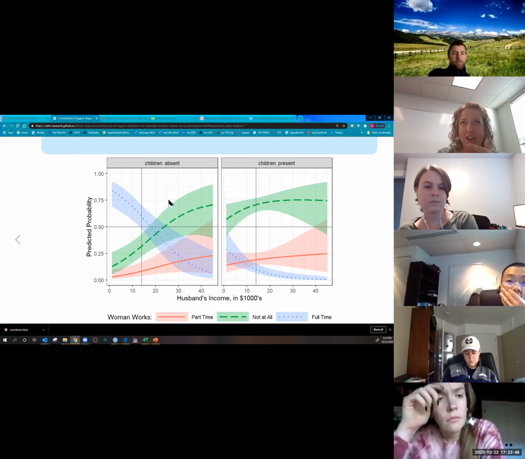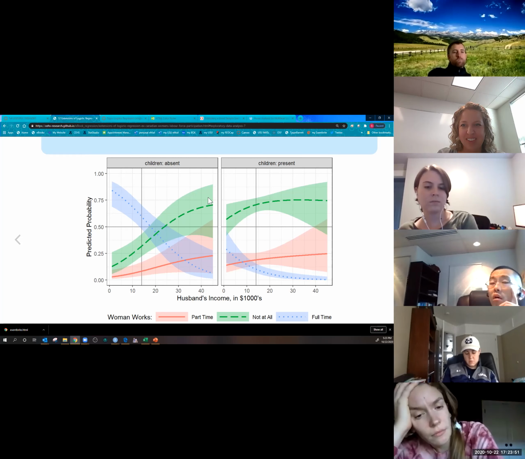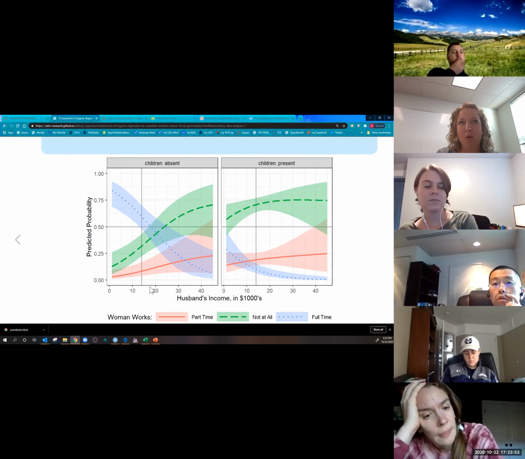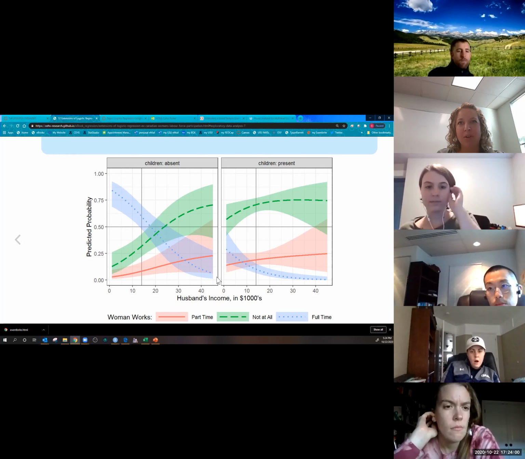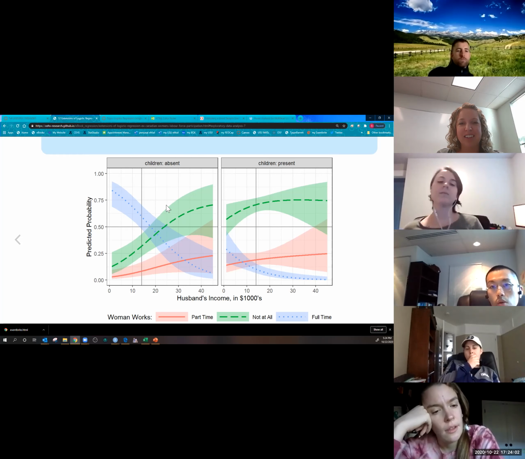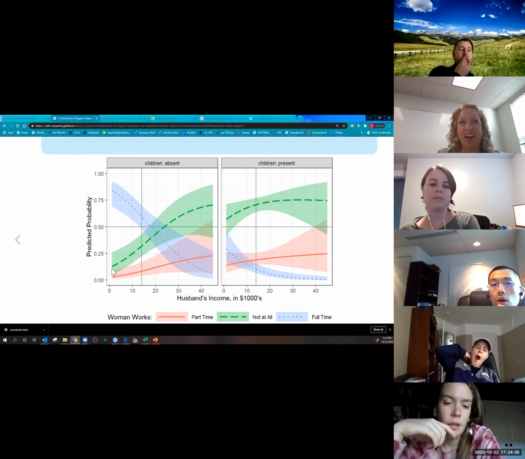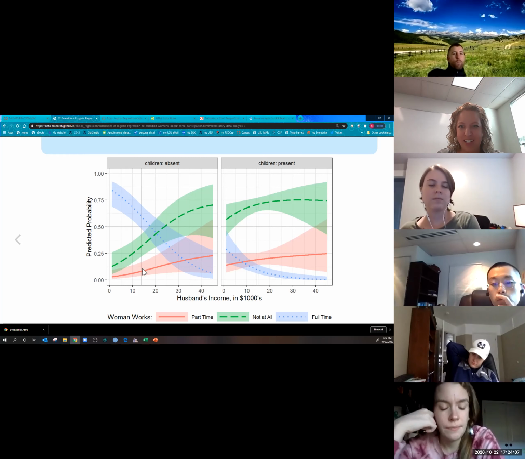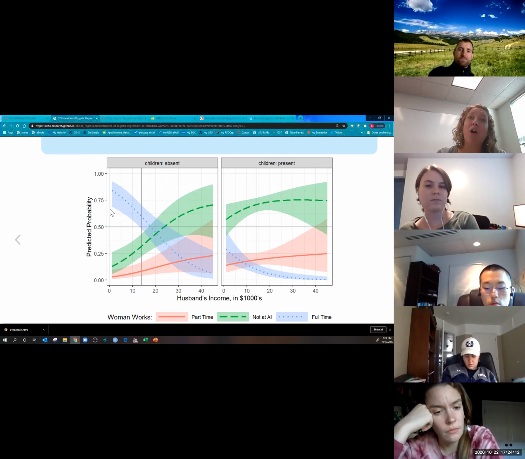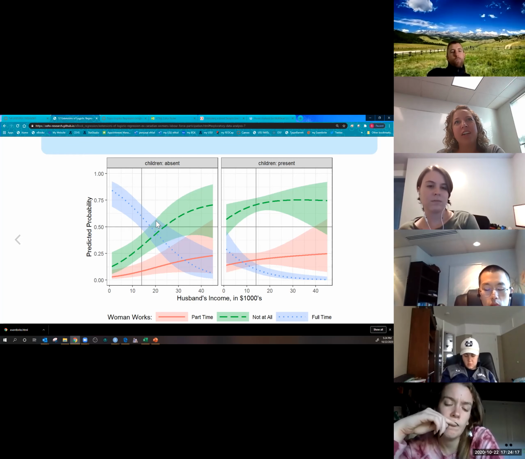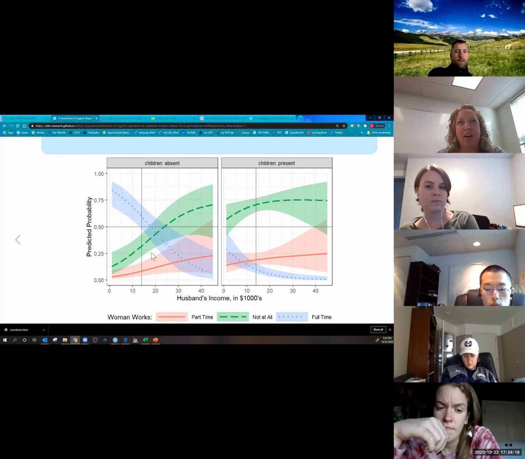What happens as we move up to the higher end of income? As husband makes more, what happens to full-time work? Instead of working full-time, the wife's going to be not working. Green is not at all. Not much part-time work going on here. So when children are absent, wife is working full-time when husband's not making much. Wife is not working once husband makes about, it looks like it crosses over about 20 grand.